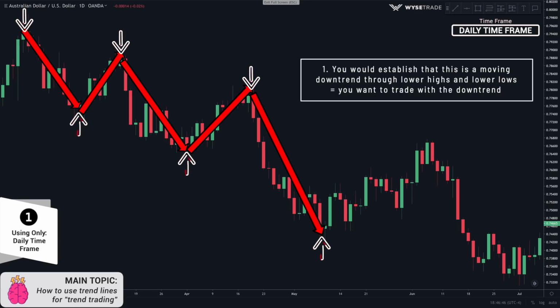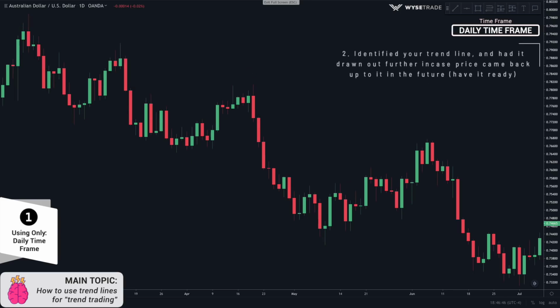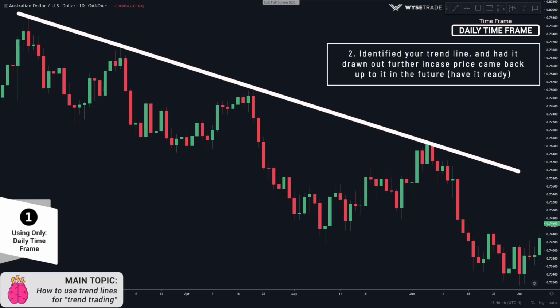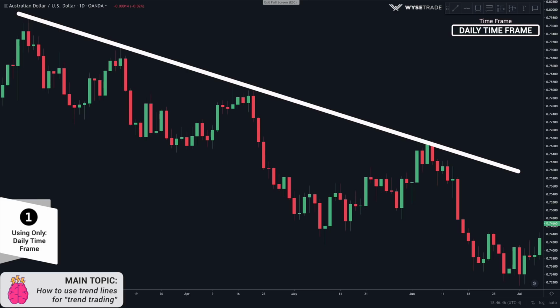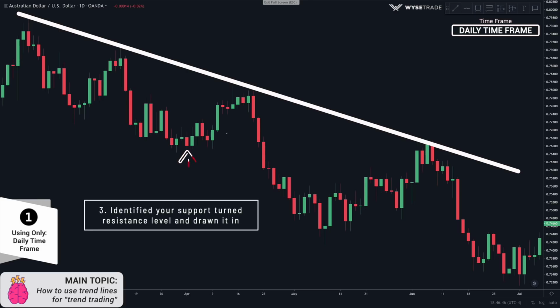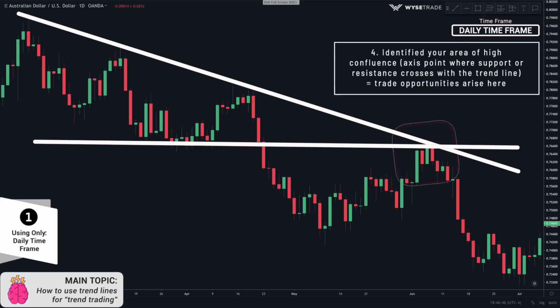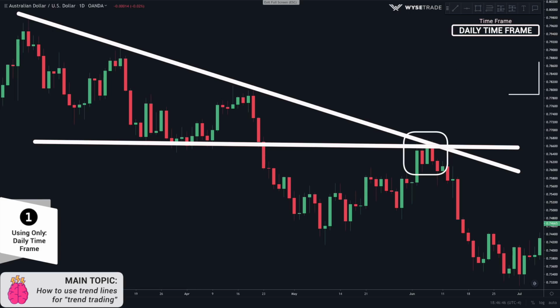So first, you would have established that this is a moving downtrend as price was making lower highs and lower lows. So you would want to trade with the moving downtrend. Second, you would have identified your trend line through these 3 points and drawn it in and had it stretched out further in case price came back up to it. Third, you would have looked left and spotted the support turned resistance level here and had it drawn in. Fourth, you would have then identified this area of high confluence where your trend line and resistance level intersected, which means there would be possible short trade opportunities once price got here.